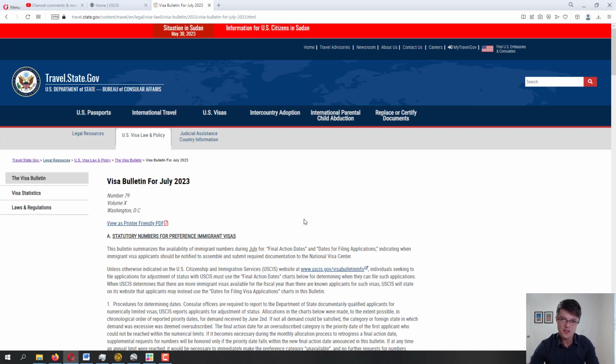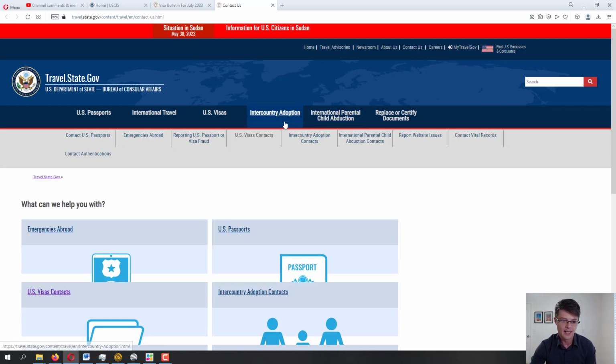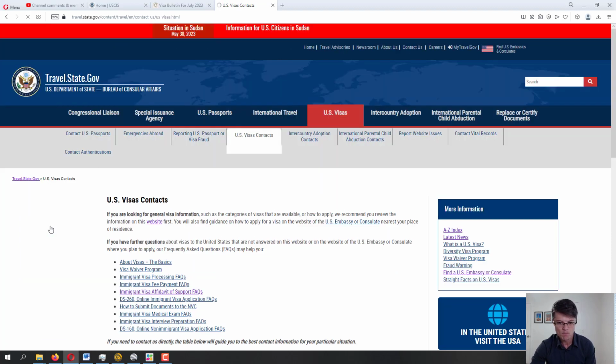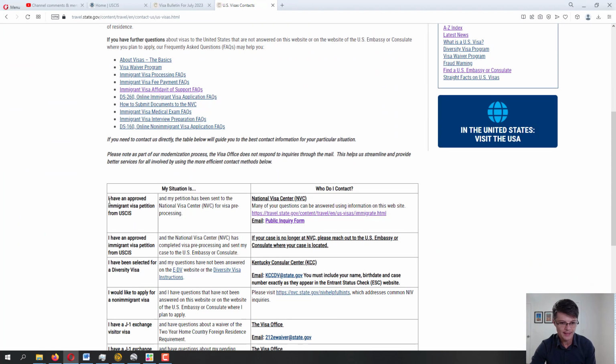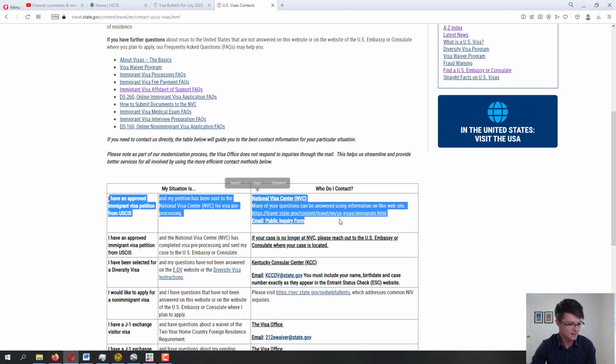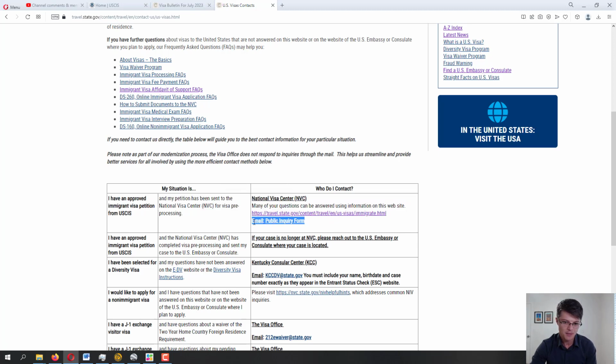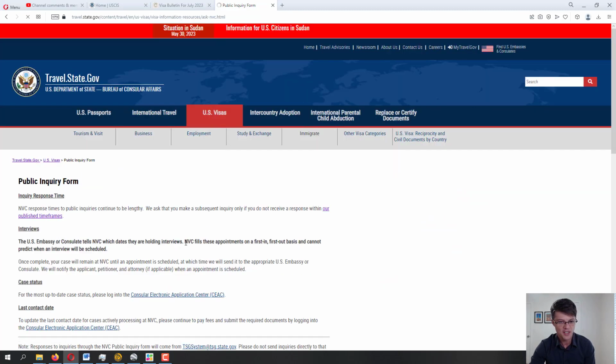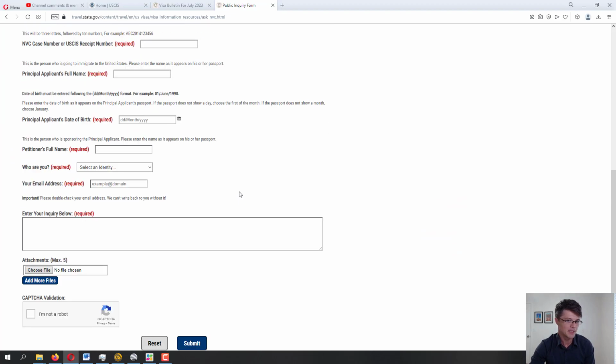So once you open up this page, you will click on the very top right here. You see Contact Us. I'm going to open it in a new tab, and we'll scroll down a little bit and click on US Visas Contacts right here. And then you'll scroll down a little bit more, and in the very first row of this table, you will see Email Public Inquiry Form. So click on the Public Inquiry Form, scroll down a little bit more, Online Immigrant Visa Inquiries Only Public Inquiry Form. Click on this Public Inquiry Form right here, and then you will have the Public Inquiry Form in front of you.